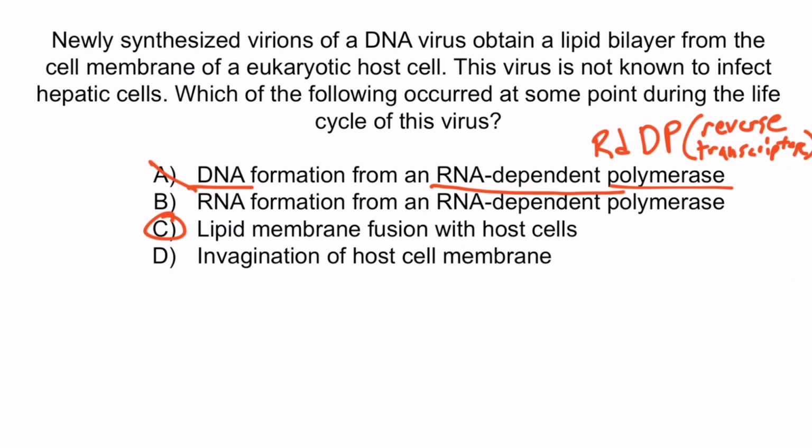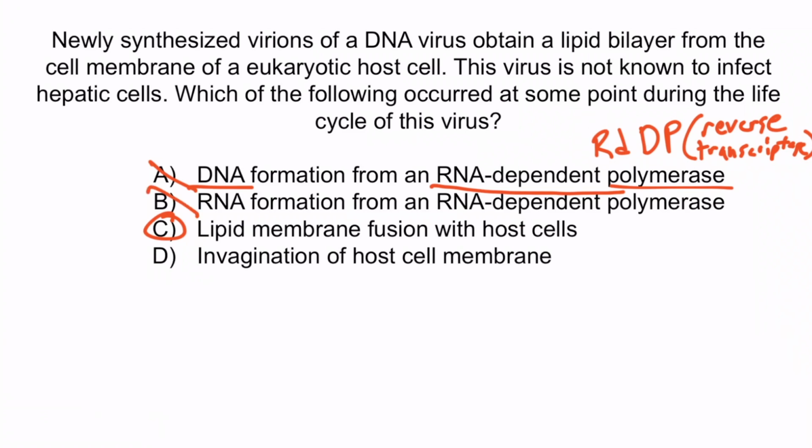You may have been attracted to choice A, thinking about hepatitis B and how it has a reverse transcriptase, and also it's a DNA virus. However, the question stem specifically states that the virus is not known to infect hepatic cells, and hepatitis B definitely infects hepatic cells, so we can rule this out. So again, we have no reason to believe that the virus in the question stem would use reverse transcriptase.